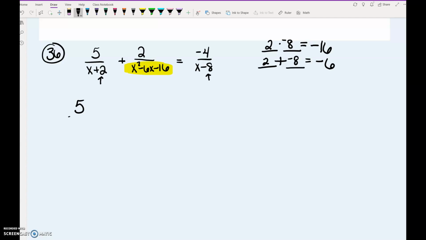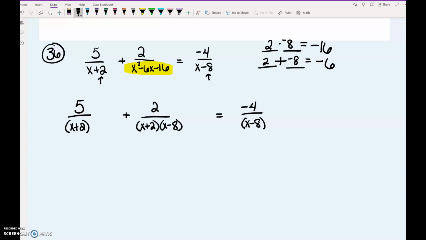So if I spread this out a little bit, we've got 5 over x plus 2. Give myself some space. This term is 2 over x plus 2, x minus 8, equals negative 4 over x minus 8. There's two ways that we could do this problem. We could get a common denominator between the two fractions on the left, simplify that down so that we have one fraction on the left equals one fraction on the right, then we could cross multiply. That sounds like a lot of steps and a lot of work.